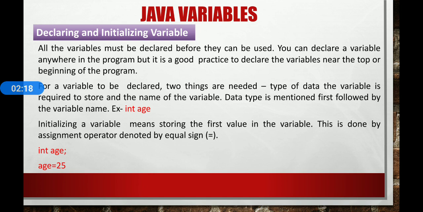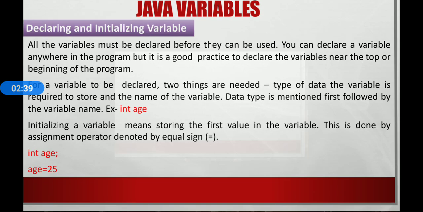If variables of the same type are to store the same value, then they can be initialized together, like age equal to distance equal to speed equal to 0. Here all these three variables have the same value 0. So this is how to declare and initialize a variable.